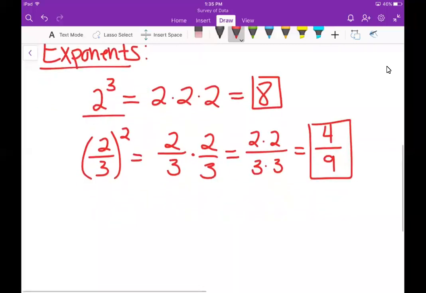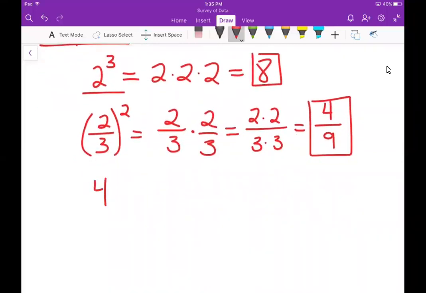All right, what about this next one? What do you get when you take 4 to the 0 power? Nothing to write out here, right? Just got to remember that rule. Anything to the 0 power is 1.